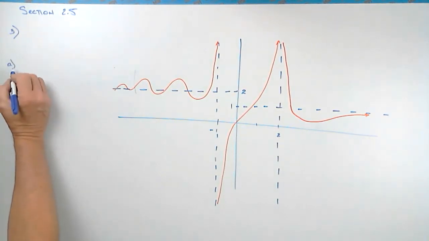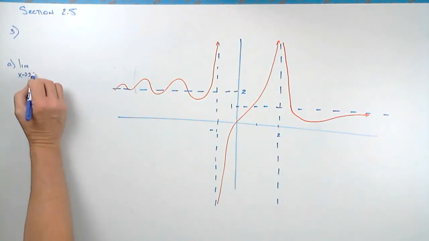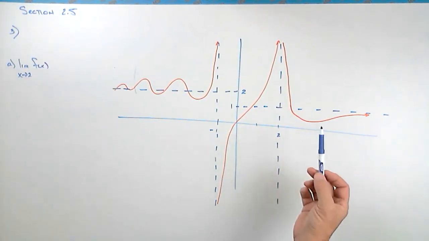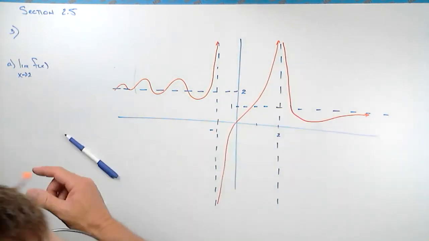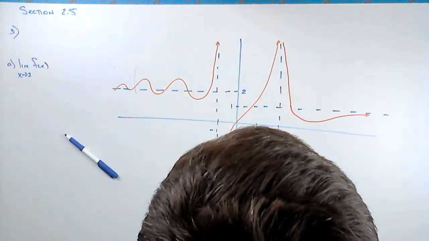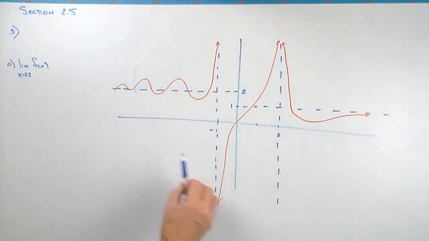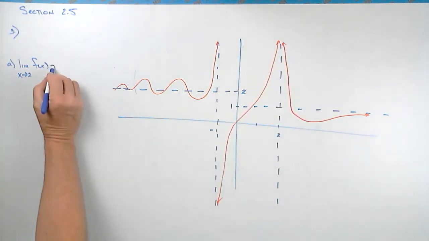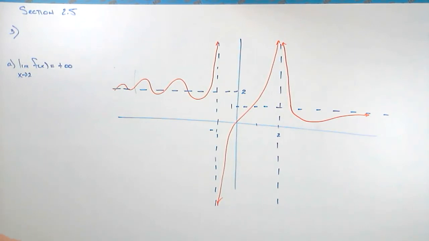Part A says, what is the limit as x approaches 2 of f of x? So here's 2. We put our bead on the string. So as we get closer to 2, from the right-hand side, we're going to infinity. On the left-hand side, we're also going to positive infinity. So we would say the limit here is positive infinity.